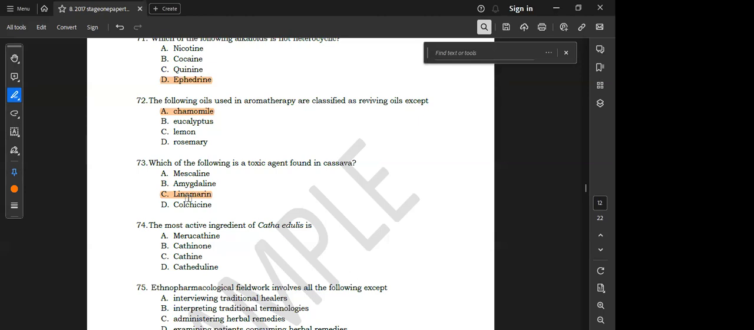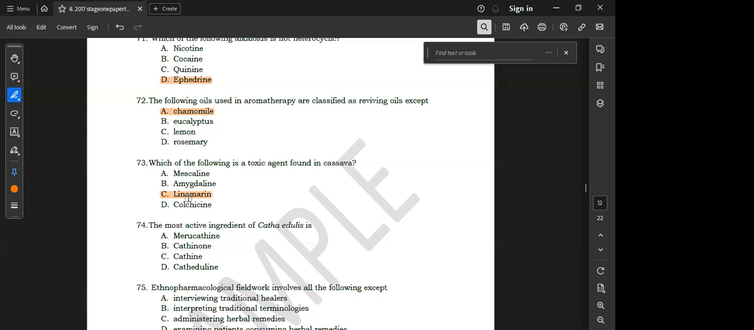I think amygdaline is from bitter almonds. I've forgotten the scientific name for bitter almonds. Okay, someone also says amygdalin, bitter almonds. Then mescaline is a hallucinogenic and intoxicating compound present in the peyote cactus. So mescaline is a hallucinogen found in peyote cactus, and amygdalin is found in almonds.